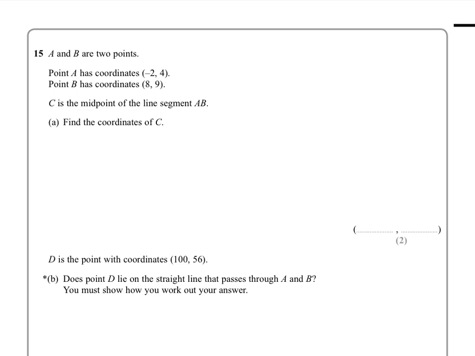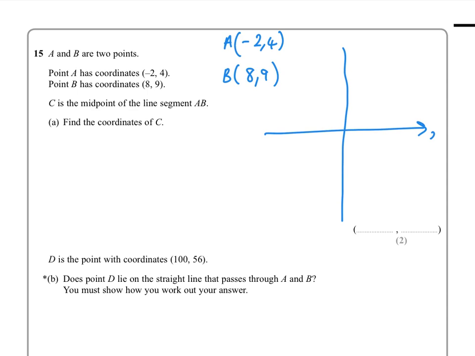So if we've got two coordinates, A (-2, 4) and B (8, 9), you can't always draw the points to scale, but you can sometimes have a rough idea of where they would be. So you could have an XY pair of axes drawn, and then you know that A (-2, 4) would be up here somewhere, and you know that B is 8 along and 9 up, so you probably know roughly it's up here.